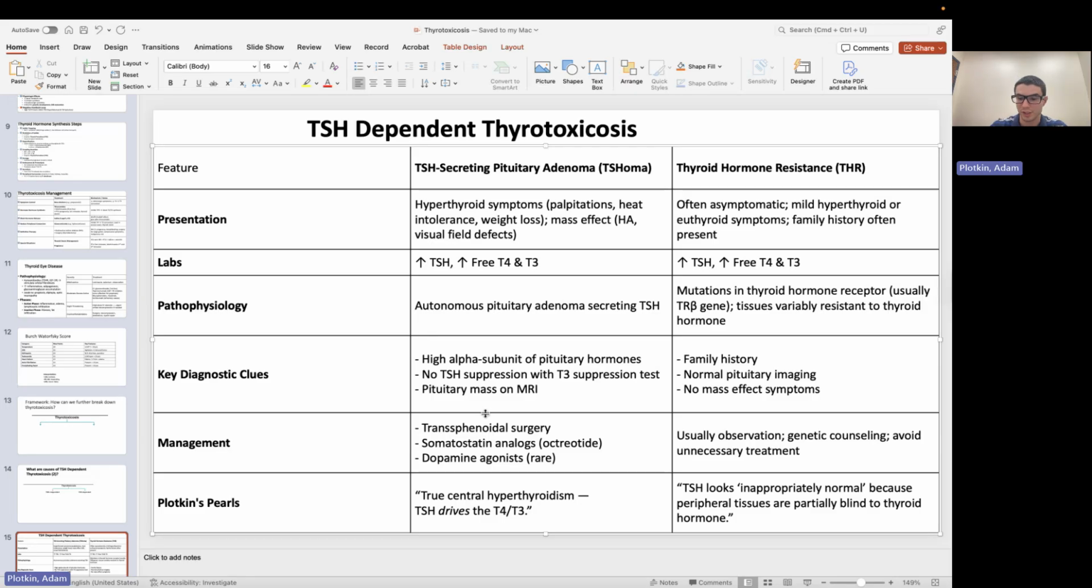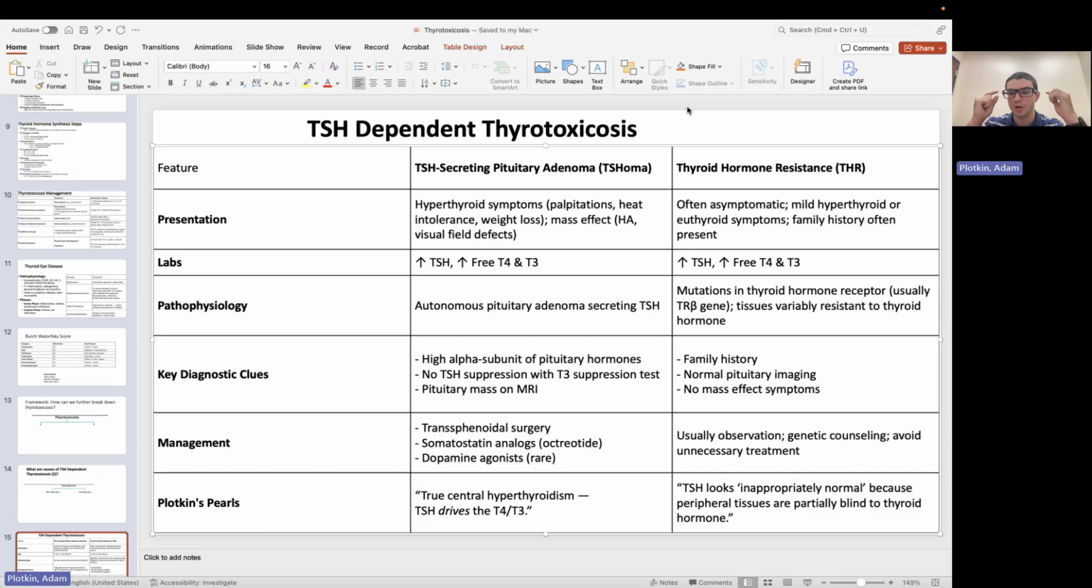We could also see a pituitary mass on the MRI. So the management, we usually go for transsphenoidal resection. We can give somatostatin analogs like octreotide, and very rarely are we going to use dopamine agonists. Okay, obviously we can treat the hyperthyroidism symptoms via thionamides and beta blockers. Okay, so my pearl for this one is it's a true central hyperthyroidism. So the TSH drives the T4, T3. I want to say for both of these, though, you have to be very careful, right?